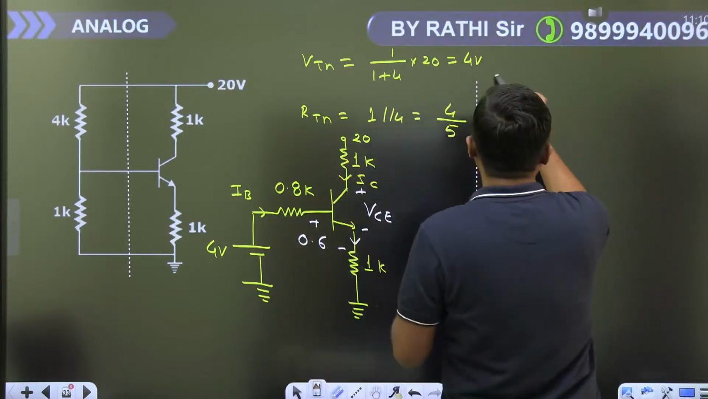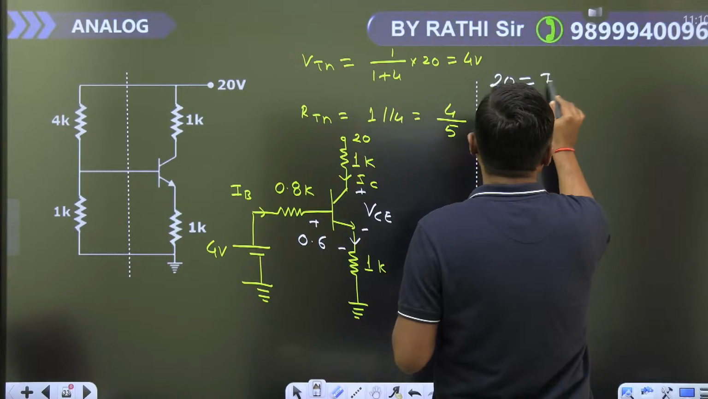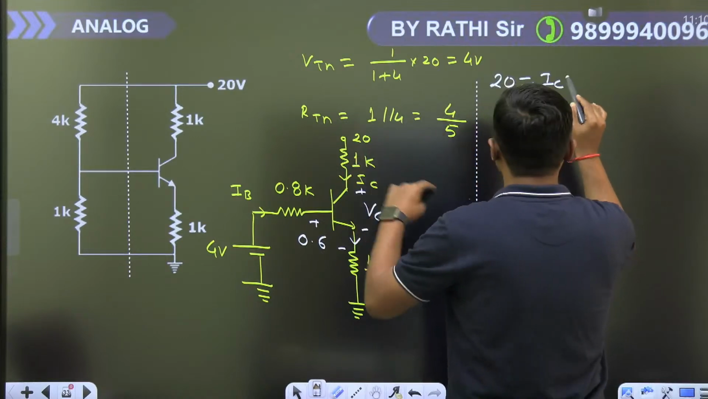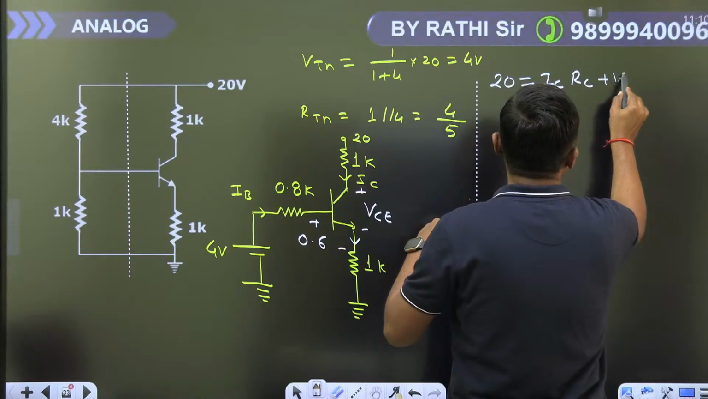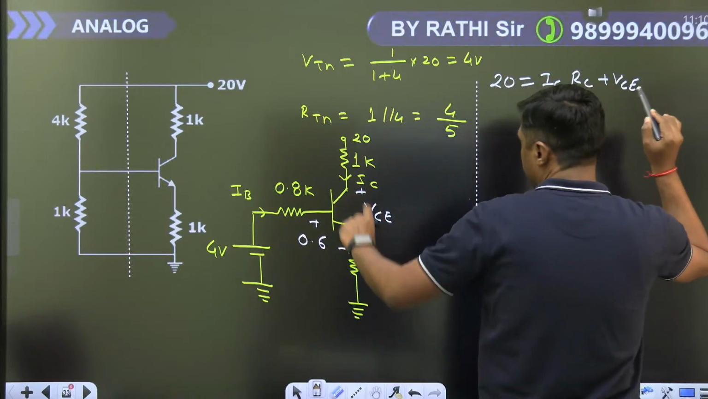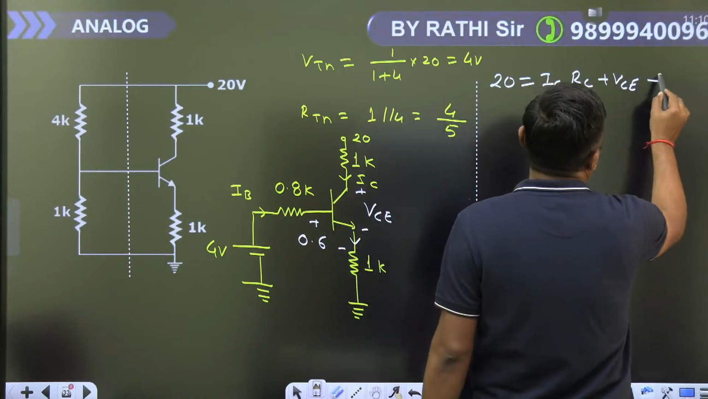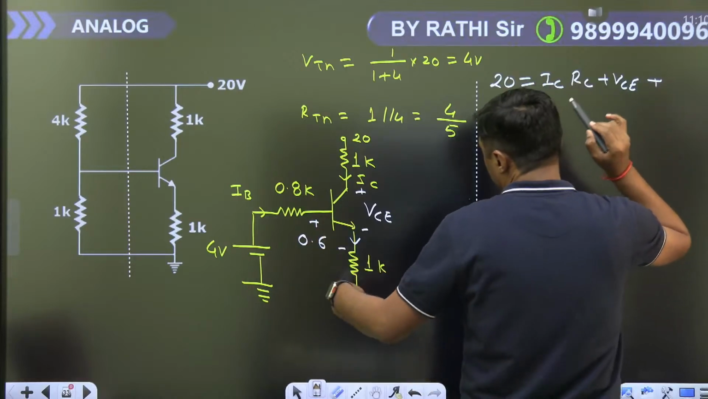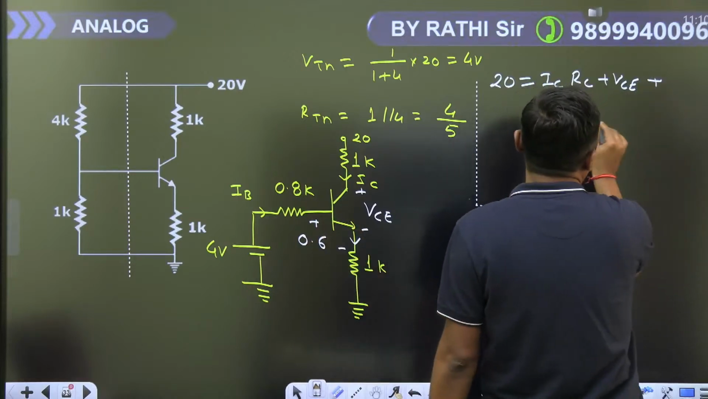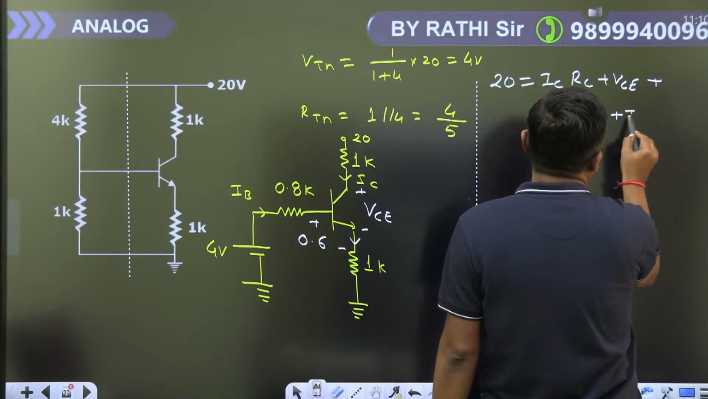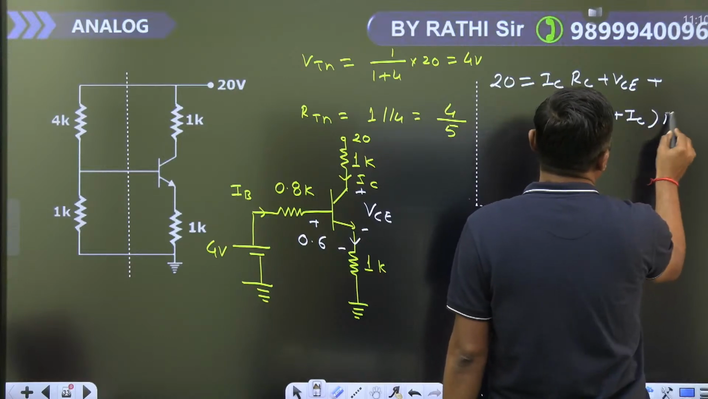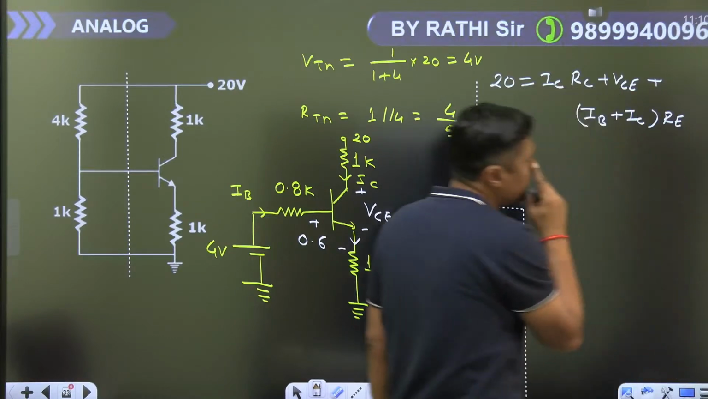this is given by 20 is equal to IC into what? 1 kilo ohm, that is called RC, plus VCE, this is the VCE, plus IC into RE. Or you can say there are two currents, IB and IC. So you have to write IB plus IC into RE. IC plus IB into RE.